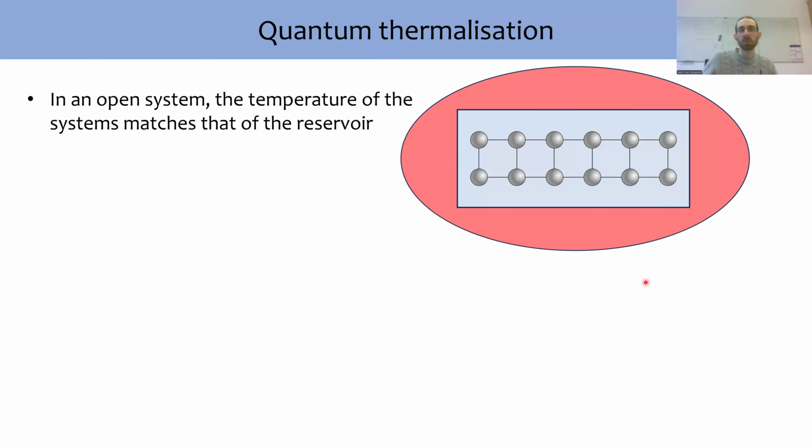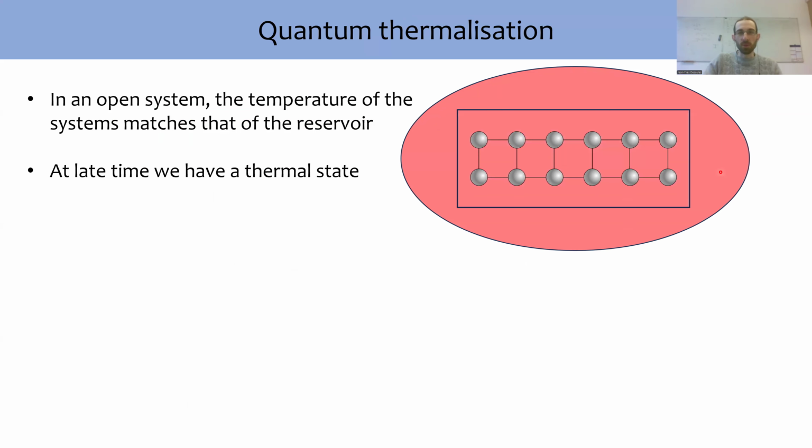So let me start with quantum thermalization. Usually when we talk about thermalization, we have a simple picture from everyday life. We have some system. Here it will be quantum because we do quantum. It's in contact with some reservoir at some temperature. And if you let things evolve, at late time, you expect your state to be at the same temperature as the reservoir. But it's important to keep in mind that the statement is more than this, right?